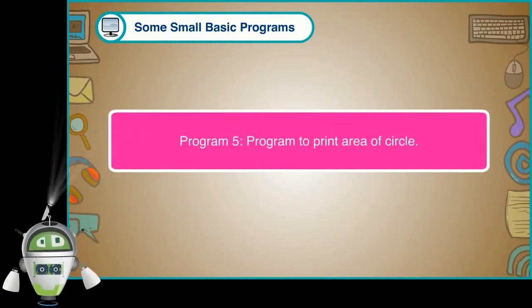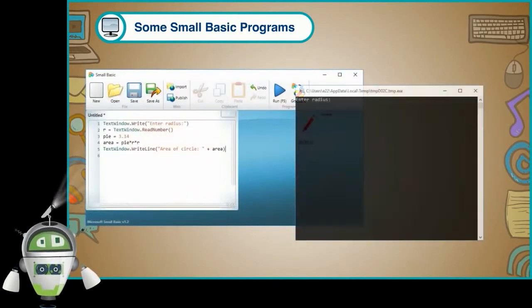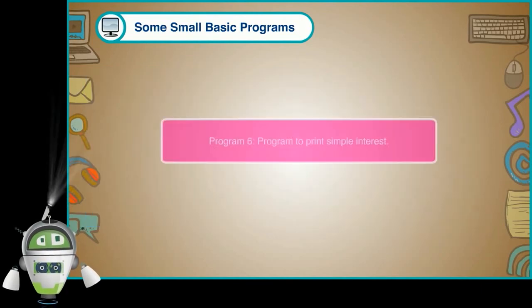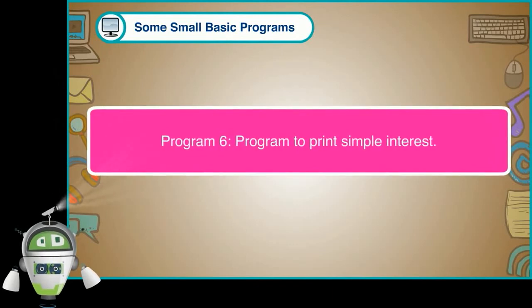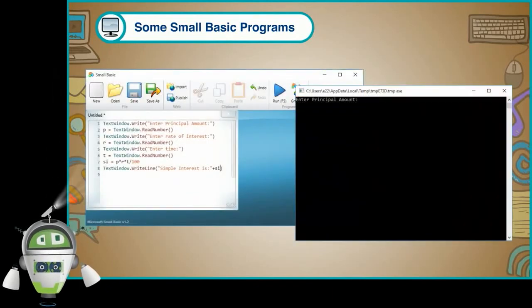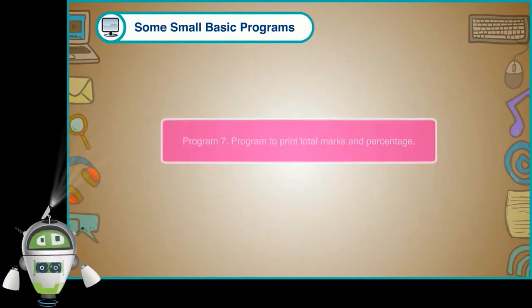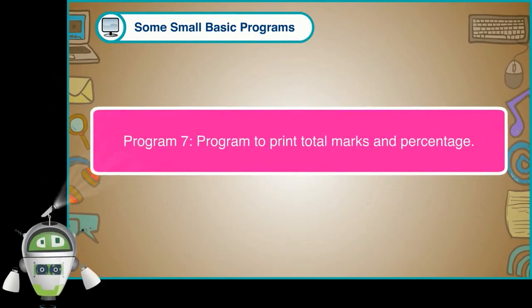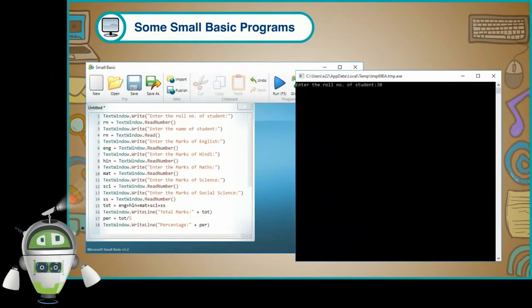Program 5. Program to print area of circle. Output. Program 6. Program to print simple interest. Output. Program 7. Program to print total marks and percentage. Output.